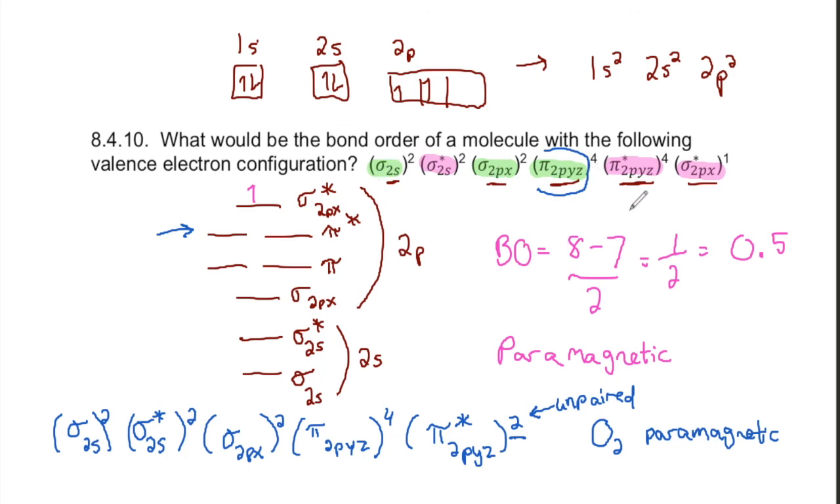So if you see this abbreviated electron configuration for these molecular orbitals, I think it's pretty easy to decide the bond order. To decide whether something is paramagnetic or diamagnetic, just be careful of the pi orbitals, that they have to be completely full to have no unpaired electrons in them.